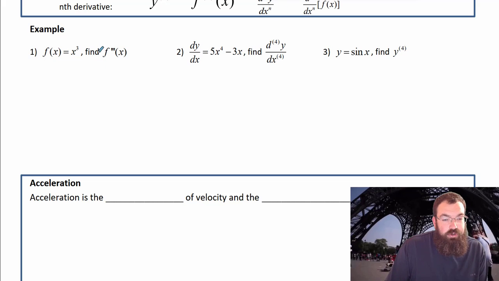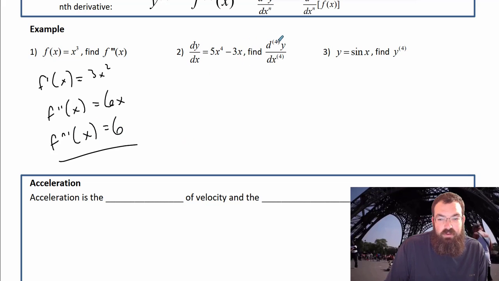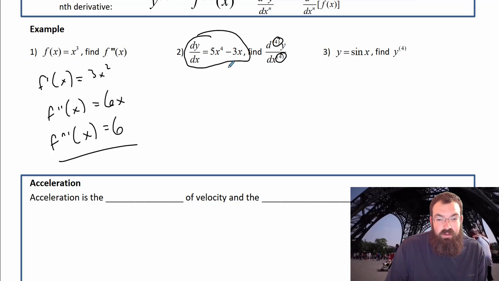Find the third derivative. So the first derivative is 3x squared. The double derivative is 6x, and then the triple derivative is 6. Fantastic. This now is the fourth derivative. This is just another way to write fourth derivative. And this is already the first derivative. So dy dx, remember, that is the derivative. Okay, so now we just got to find the third one.